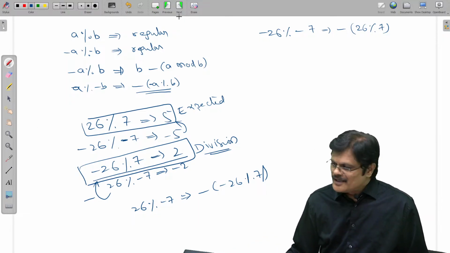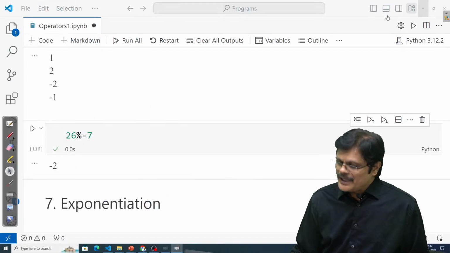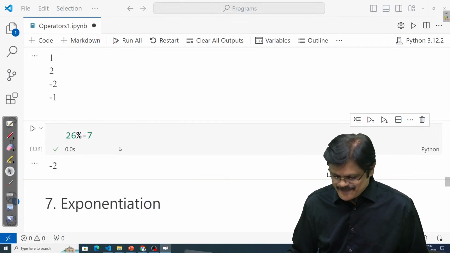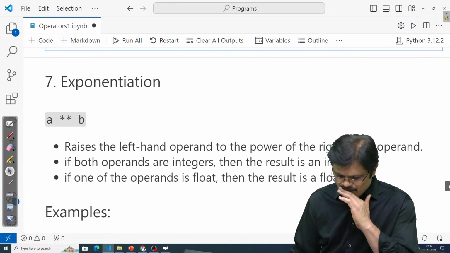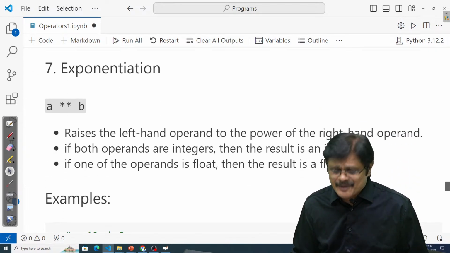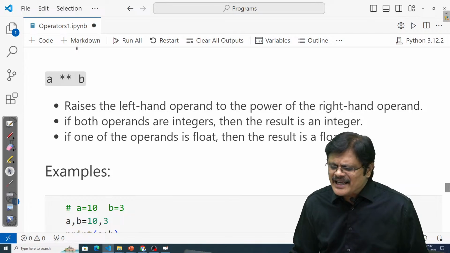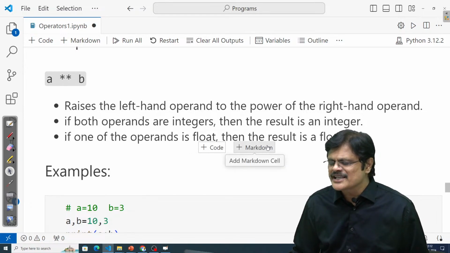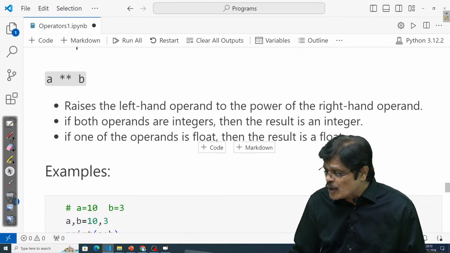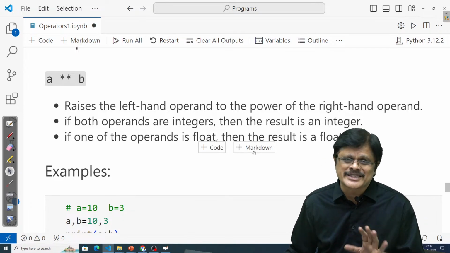Okay. Good. So we understood the modulus operator. Then comes finally the exponentiation operator. A star star B. So it raises the left hand operand to the power of right hand operand. If both operands are integer, then the result is integer. If one of the operand is float, then the result is float. It works for complex also. It also works for complex numbers.